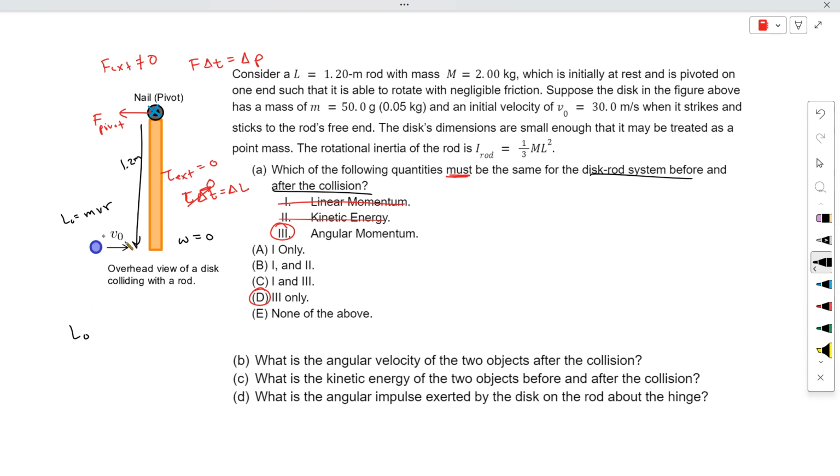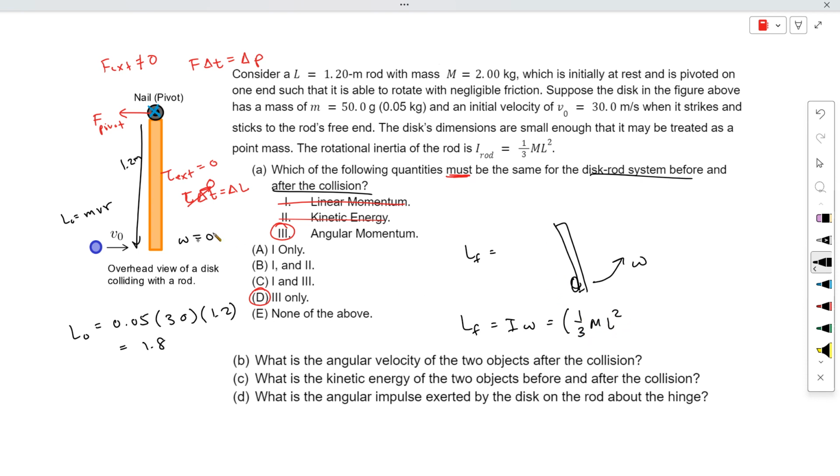So the rod doesn't have initial angular momentum, but the clay does. And the initial angular momentum is mvr, which is 0.05 times its velocity, perpendicular to this r vector, times the r being 1.2. So this is the initial angular momentum: 0.05 times 30 times 1.2, and that's 1.8. Now afterwards, they both stick together and they're moving with an angular velocity, right? So that equals I omega. Now I need to know what the I of the whole system is. Well, the rod is 1/3 ml squared.